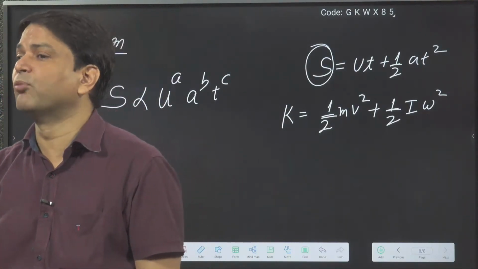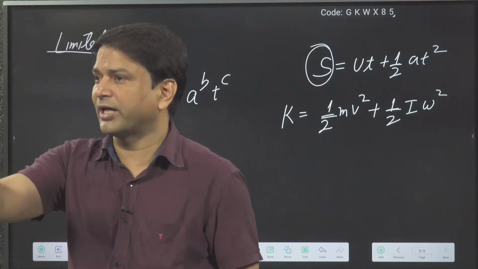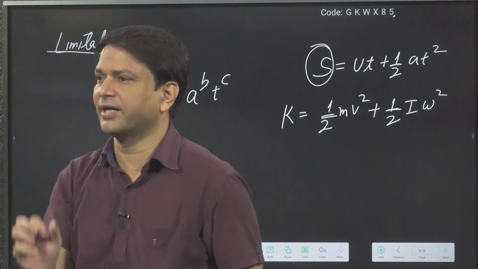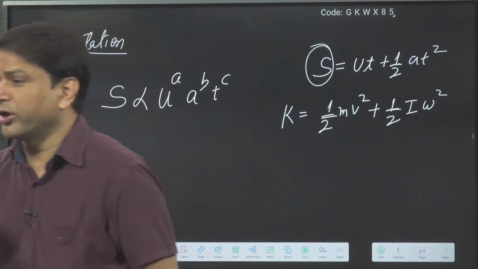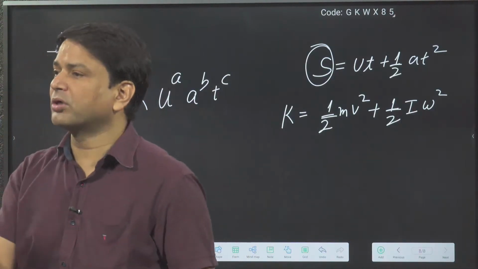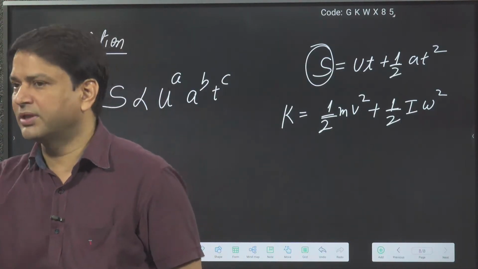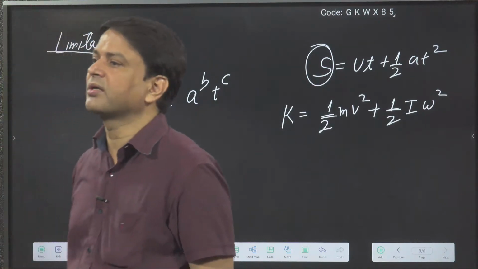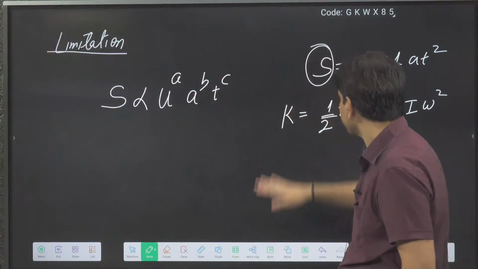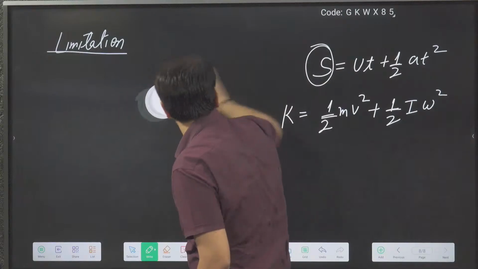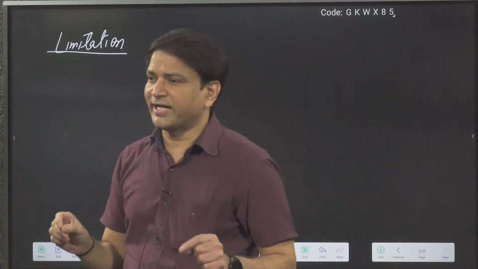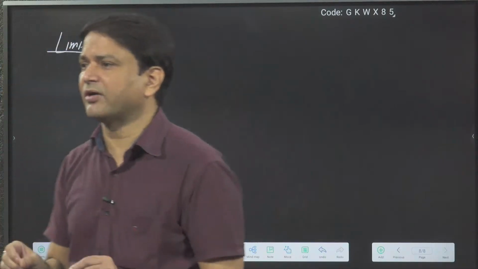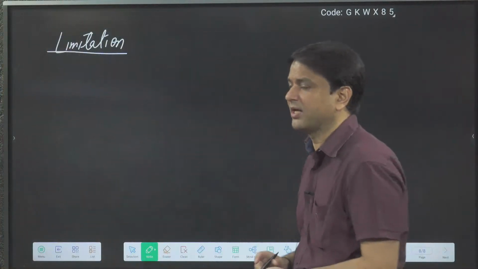Which formulas contain more than one term? Like here, ut plus half at square, two terms are there. Half mv square plus half I omega square, two terms are there. So if any equation contains more than one term, that relation we cannot derive by using dimensions. Everybody got it or not? Understood? So if any equation contains more than one term, we cannot derive it by using dimensional analysis.